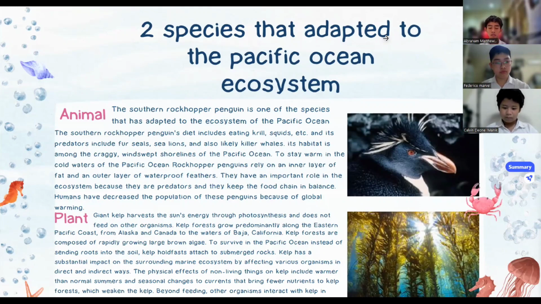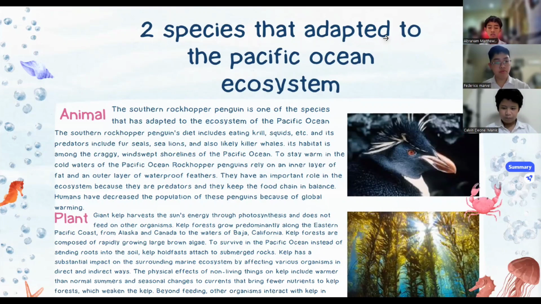Now for the plant, we picked kelp. Giant kelp's diet consists of harvesting the sun's energy through the process of photosynthesis, and it does not feed on other organisms. Kelp grow predominantly along the eastern Pacific coast from Alaska and Canada to the waters of Baja California.